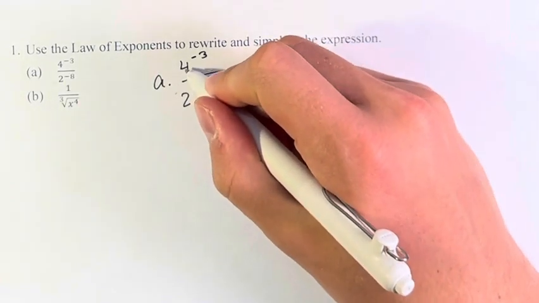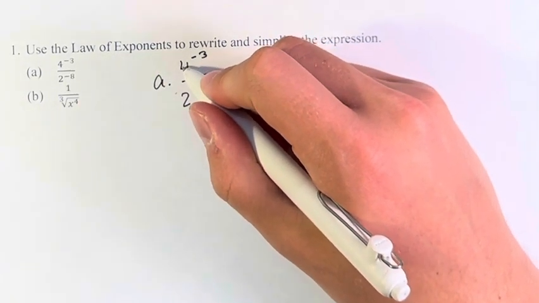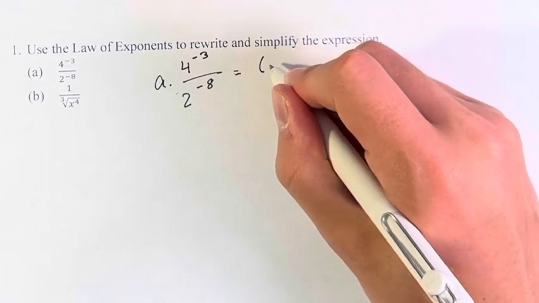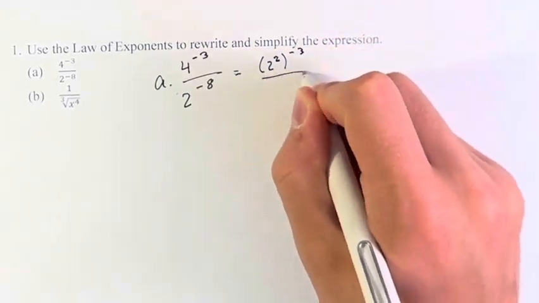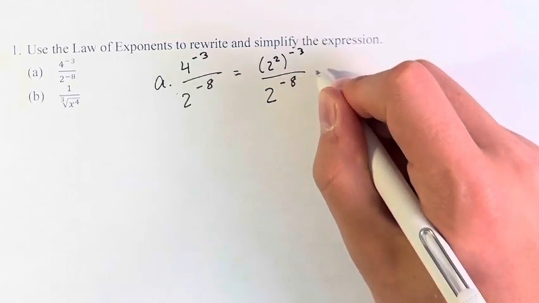So 4 is 2 squared. So 4 to the negative 3 is the same as 2 squared to the negative 3. This is over 2 to the negative 8.